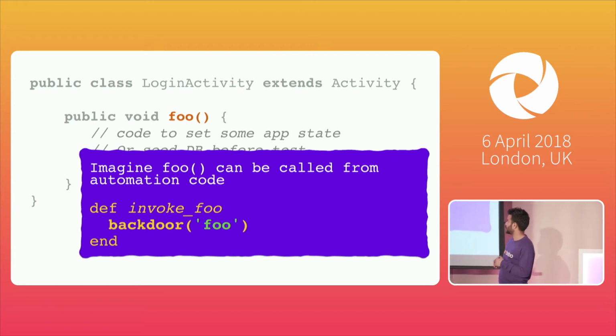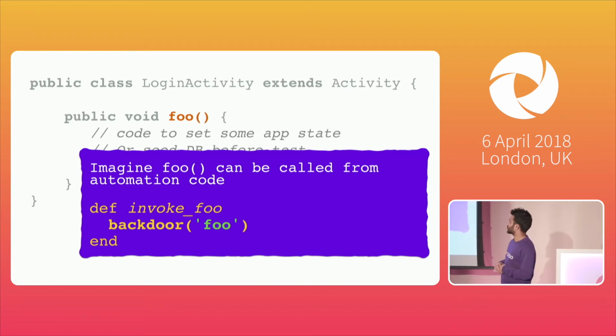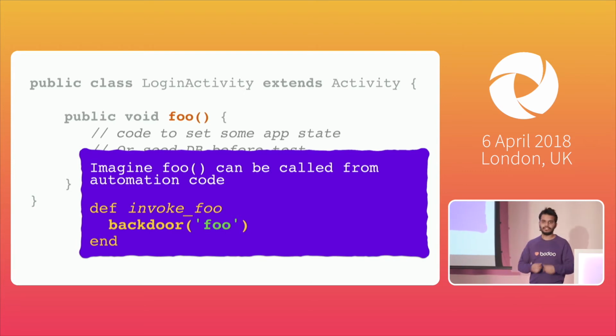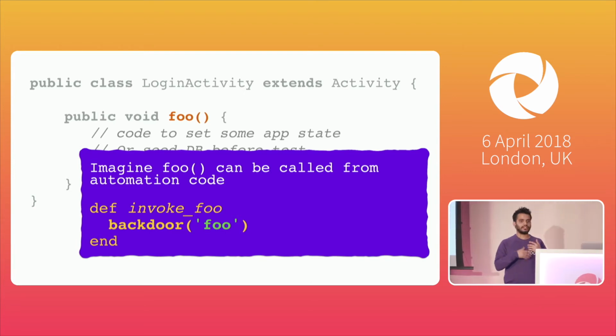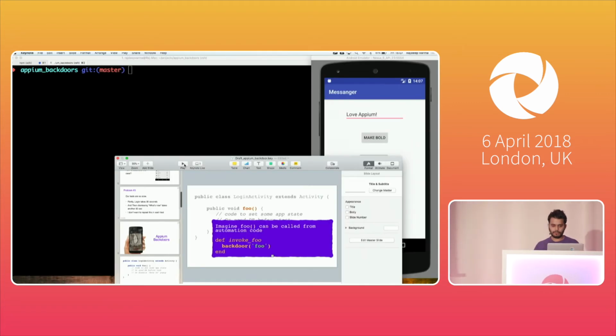Now, I use a lot of Ruby. So let's say you can write a method in your Ruby automation code, APM test automation code, saying invoke foo, and you call backdoor and the method name. And somehow this method magically gets called, and all the things which you have written in the foo just come alive, and your problems are solved, right? Now let's see it happening in action. So I'll show you a quick demo.